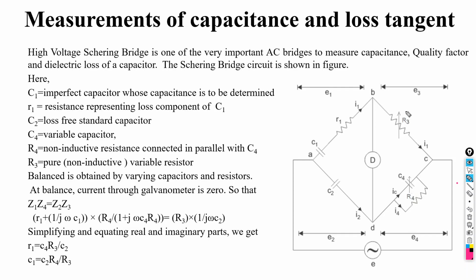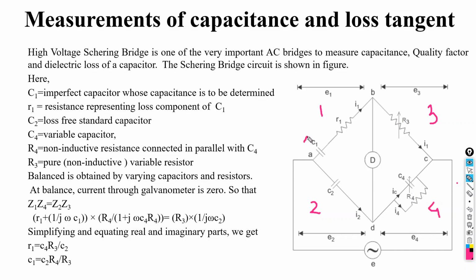This high voltage Schering bridge is considered to be one of the important AC bridges. The figure shows the high voltage Schering bridge. It consists of four arms. This is the first arm, this is the second arm, this is the third arm and this is the fourth arm. So there are four arms.